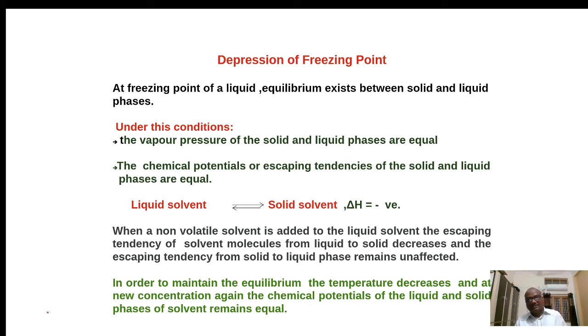So P naught is greater than P and T naught is greater than T. T naught means the freezing point of the solvent. T is the freezing point of the solution. Freezing point of solvent is greater than freezing point of solution. So the difference between these two, T naught minus T, is called depression in freezing point, represented by delta TF. This is the concept.